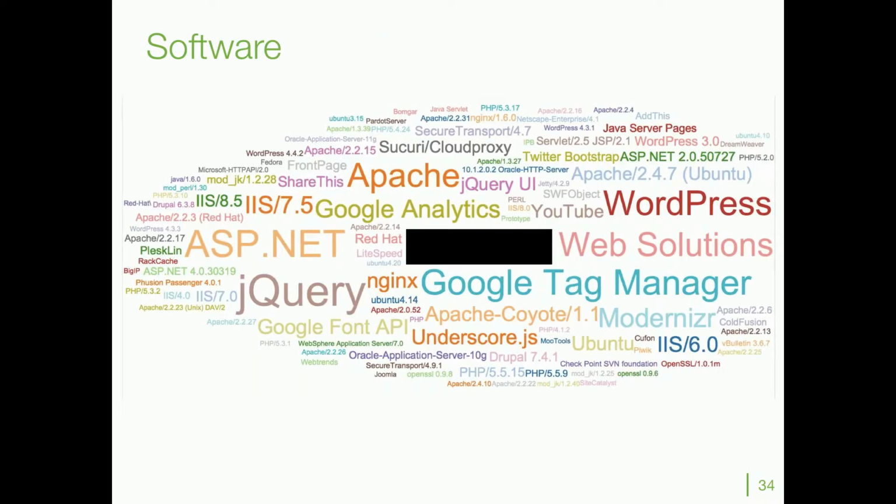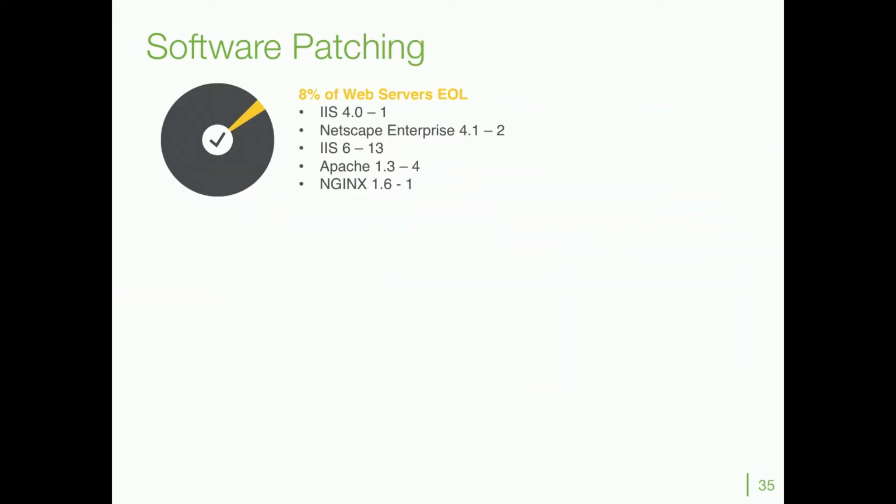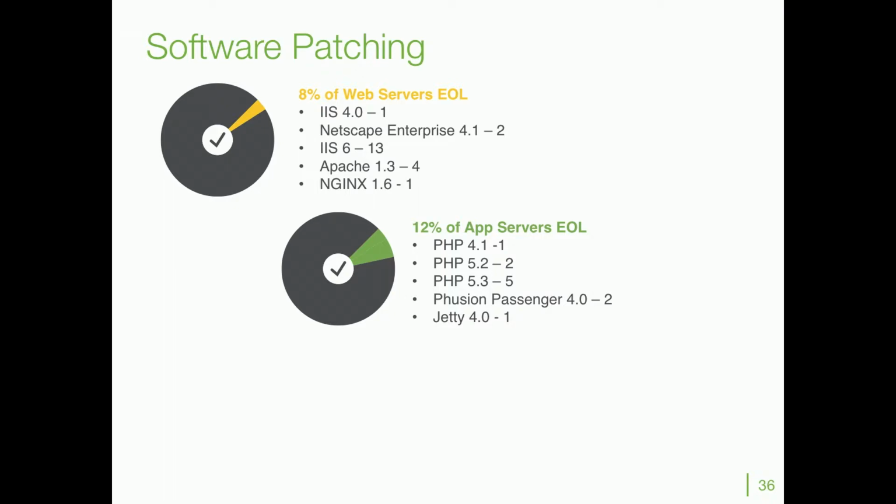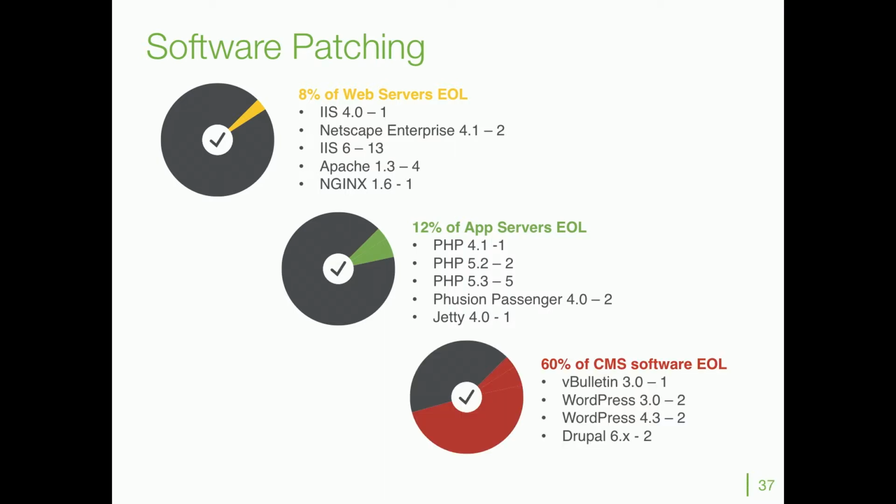But based on that information of these software, we could figure out in most cases what the versions of software were. So in looking at just web server patching, we discovered that 8% of their servers that were on the internet were running end-of-life software. Some of it as old as IIS-4, which is really old. It may be older than some of the people in the audience here. 12% of the application servers we saw were running end-of-life software, old PHP, old Fusion Passenger. 60% of their content management systems were running end-of-life software.